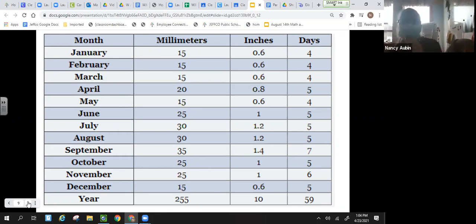Really, they only had 59 days where they got snow or rain. And the total for the whole year is only 10 inches. Do you guys see where I'm getting that? If you look down, it's kind of cool. On this one, it says year. For the whole year, only 10 inches of rain and only 59 days had rain in the whole year. So where did we say this data came from?